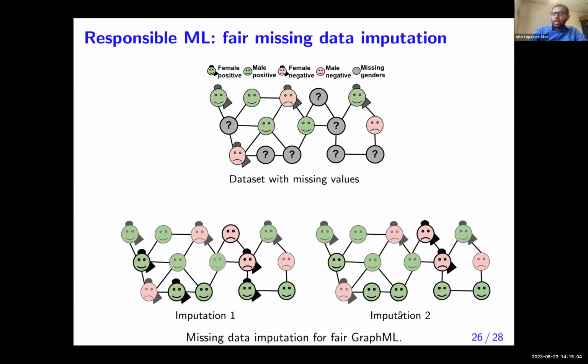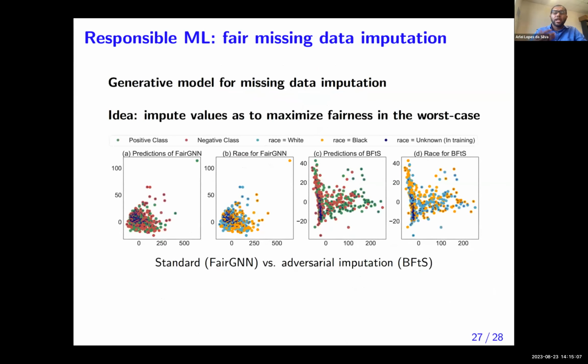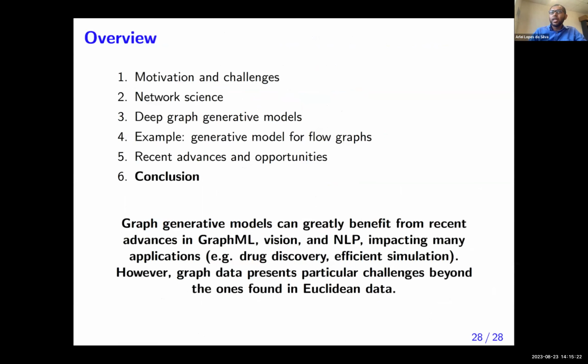And what we have shown, again, I'm just going to show one slide, is that you can actually use a generative model to impute the data in a way that makes the model fairer. So you can use this to generate data that guarantees that the predictions of the model are fair according to some criteria. Again, I won't give a lot of details. And I'll just wrap up.